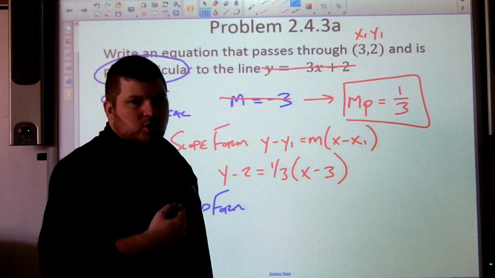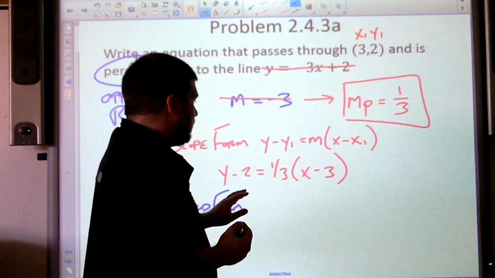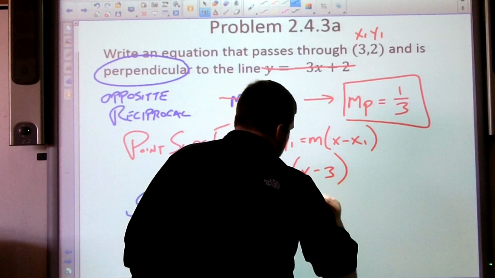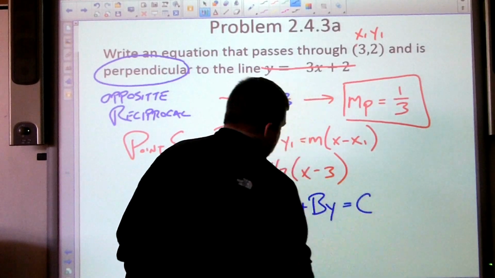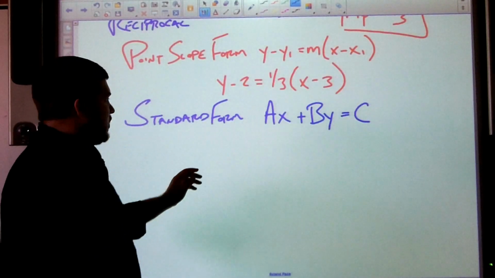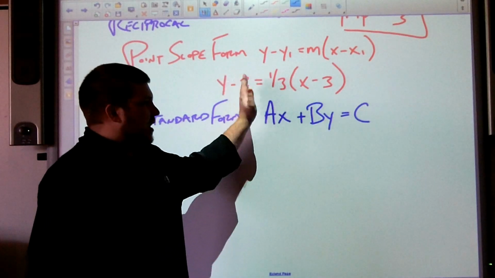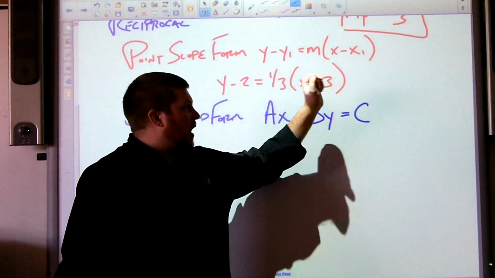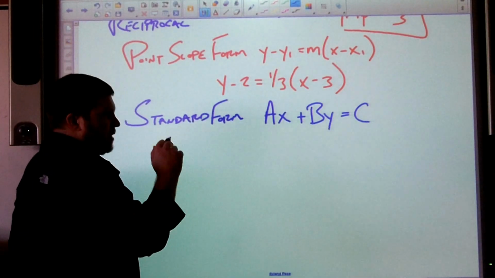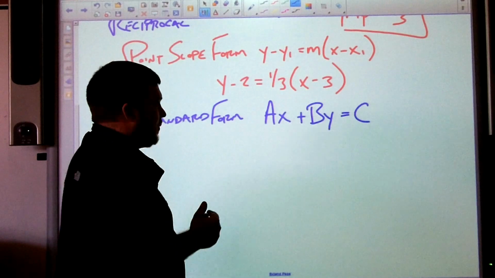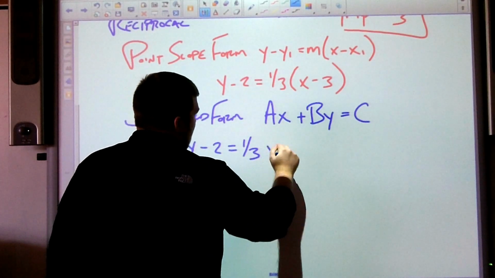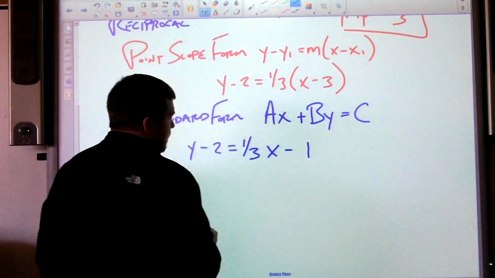Now, if you prefer slope-intercept form, that's okay, but you just need to be aware of how to do both forms. So remember, standard form: ax plus by equals c. That's what we're trying to get our final answer to look like. So first things first, I need to get my constants on the right-hand side and my variables, both x and y, on the left. So to do that, I'm first going to take care of the distributive property. So I have y minus 2 is equal to 1/3 x minus 1.